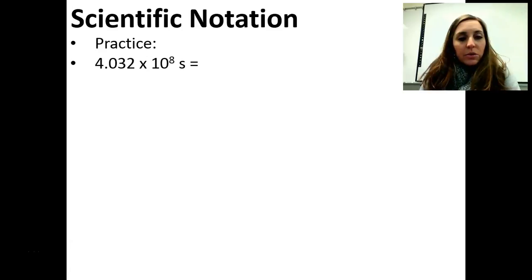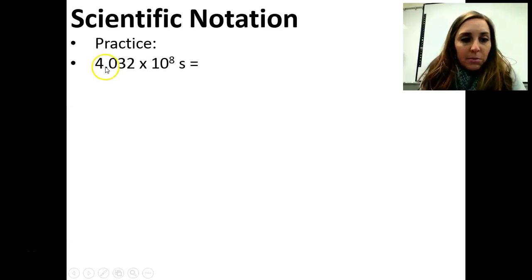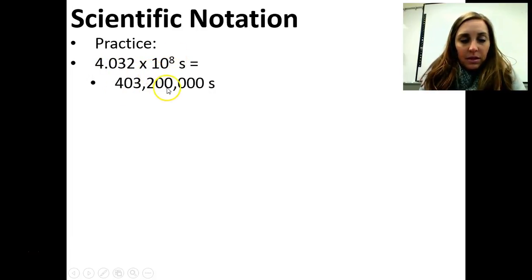All right, so how do we do this one? Well, you're going to move your decimals. So I've got 4.032 times 10 to the 8th. This is a positive 8, so I'm going to move my decimal to the right. Here it is.